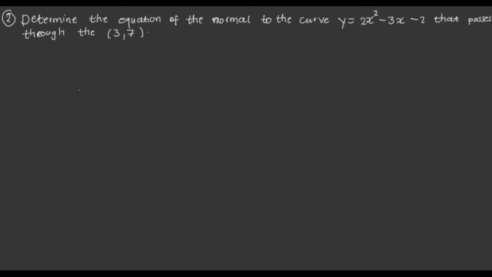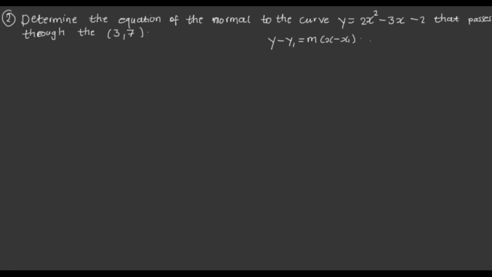Okay, so now we move on to example 2. Determine the equation of the normal to the curve y equals 2x squared minus 3x minus 2 that passes through (3,7). So the equation of the normal can be calculated by the formula y minus y1 equals gradient, open brackets, x minus x1.